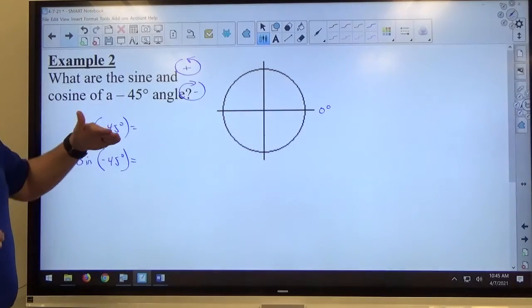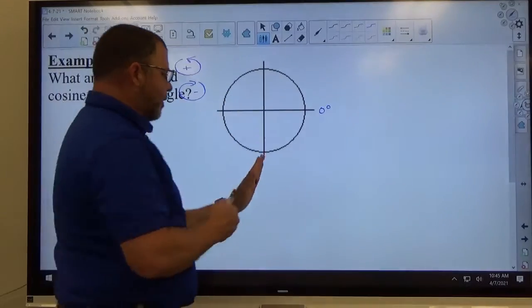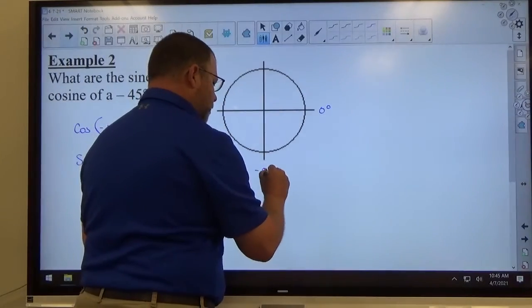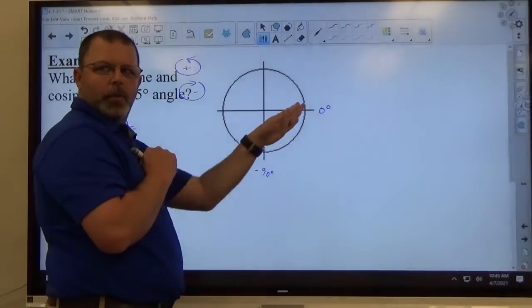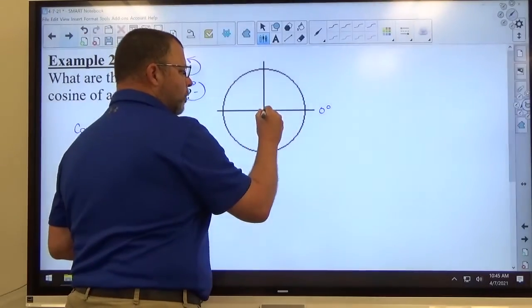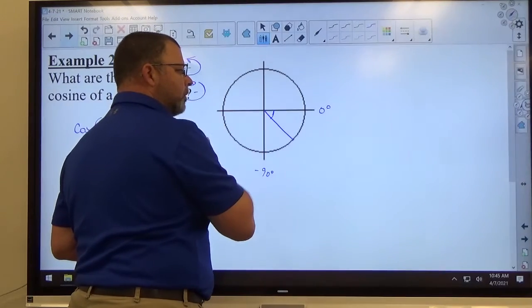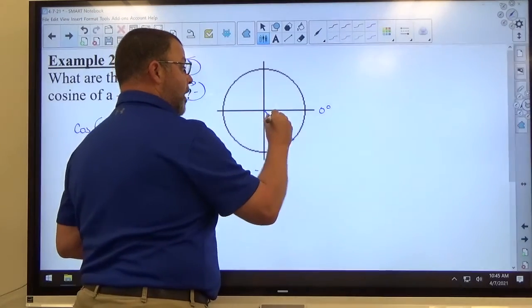So negative 45 degrees would be clockwise in a 45-degree angle. So down here would be negative 90 degrees. We all agree with that, right? So if I'm going this direction, I'm hitting negative 90 first. So negative 45 degrees would be sitting right here, where this angle is how big? 45 degrees, right?